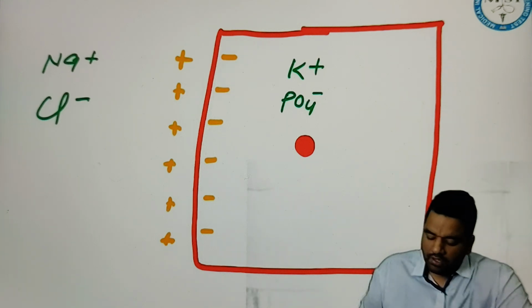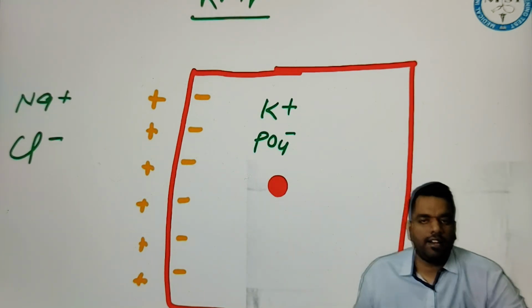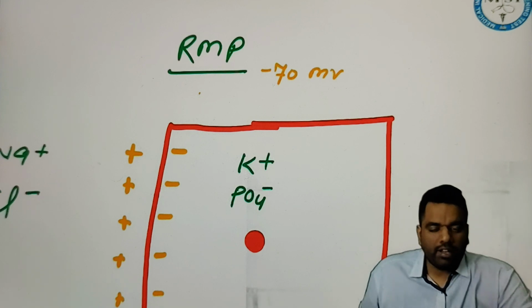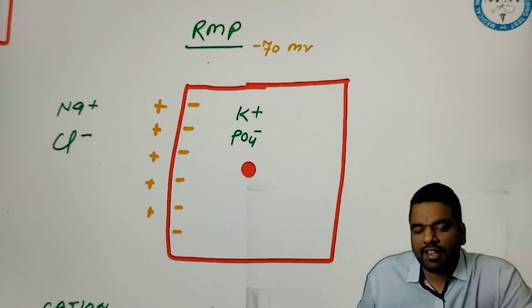And now what happens, guys? Talking about the nerve fiber, the nerve which carries the signal from one area to another, the resting membrane potential of the nerve fiber is always minus 70 millivolt. So this is minus 70 millivolt. Now what happens if this cell wants to do its function or generate current?